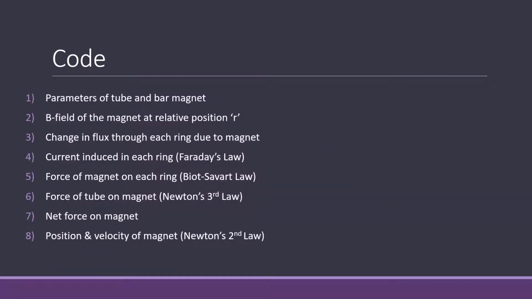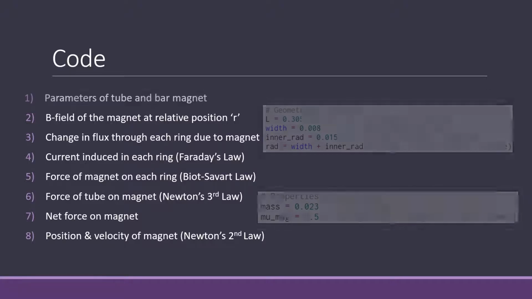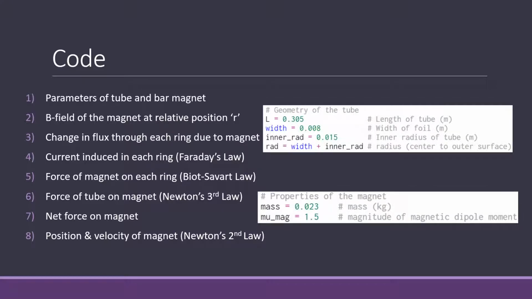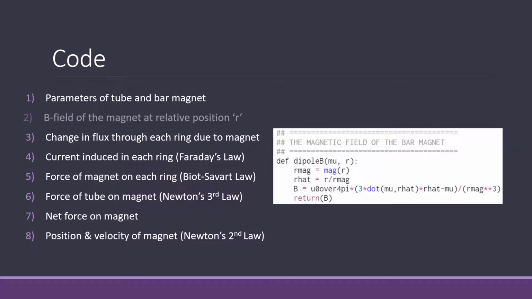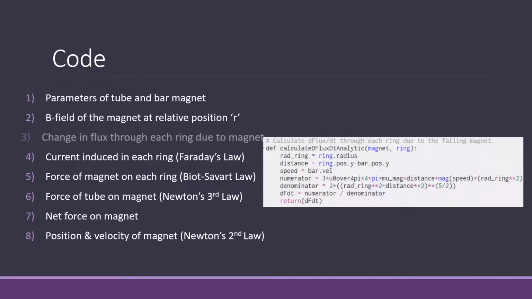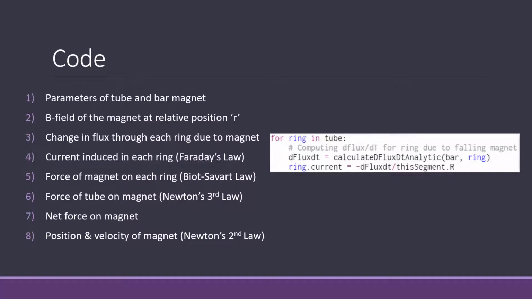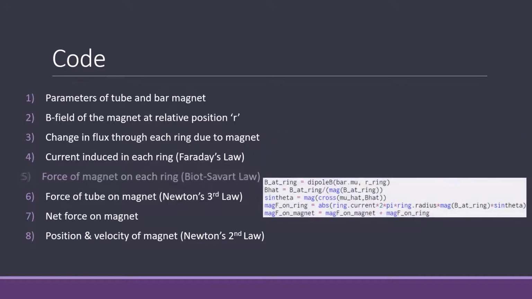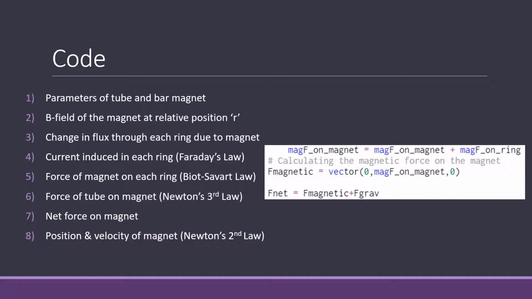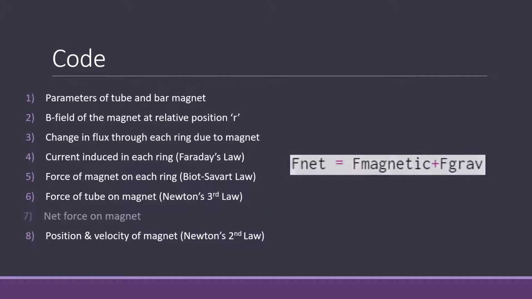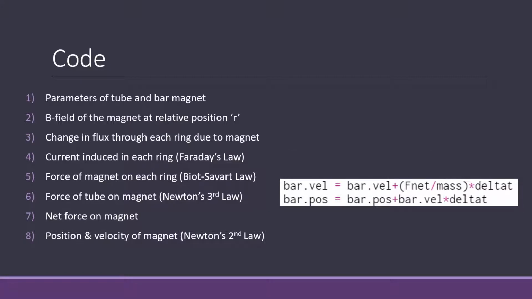Here's a walkthrough of my GlowScript functions for this lab. First, I define the parameters of the tube and bar magnet, and then the magnetic field of the magnet at relative position R, the change in flux through each ring due to the magnet, the current induced in each ring, the force of the magnet on each ring, the force of the tube on the magnet, the net force on the magnet, and the position and velocity of the magnet.